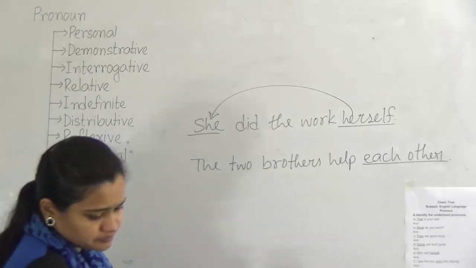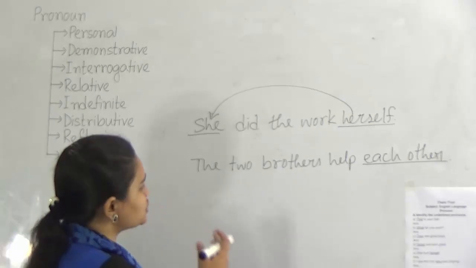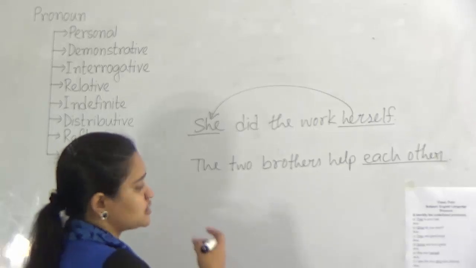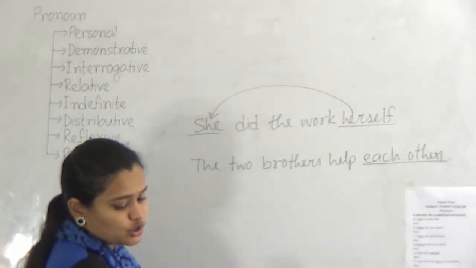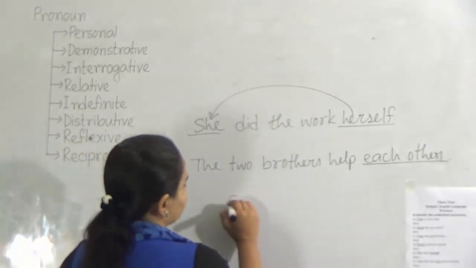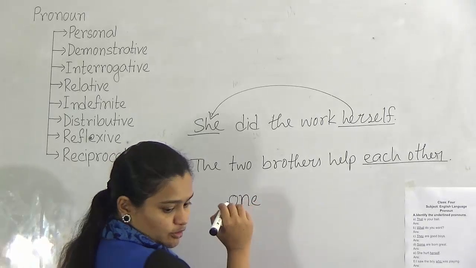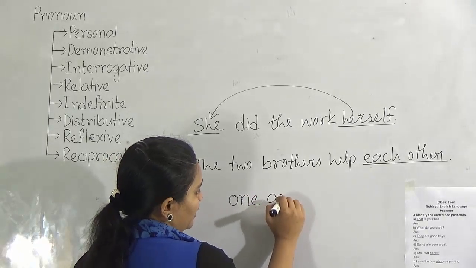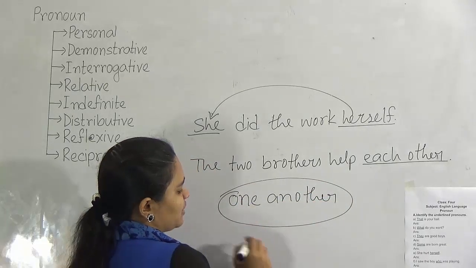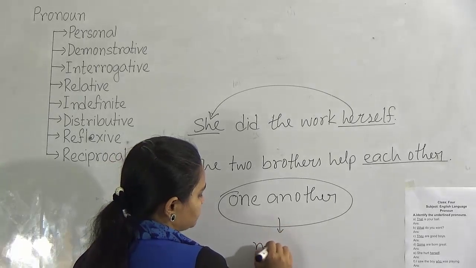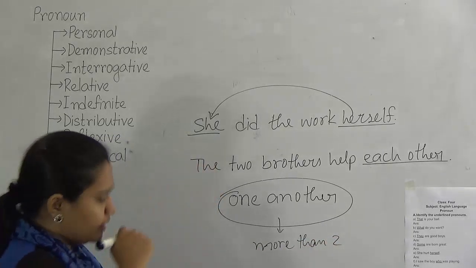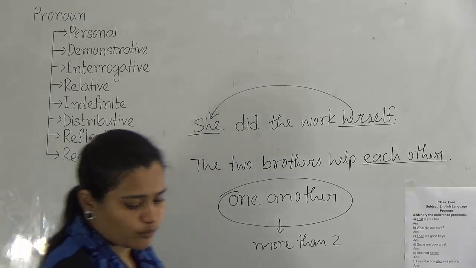So when you express a reciprocal relationship, you will use those pronouns, and we always use each other and one another as reciprocal pronouns. When you refer to two people, it will be each other, and when you refer to more than two people, it will be one another. It indicates more than two people.